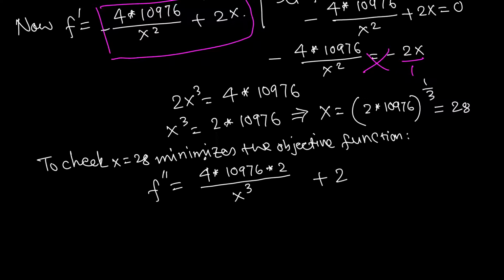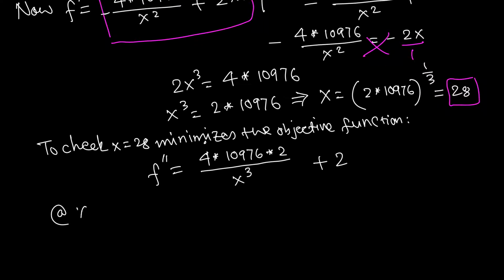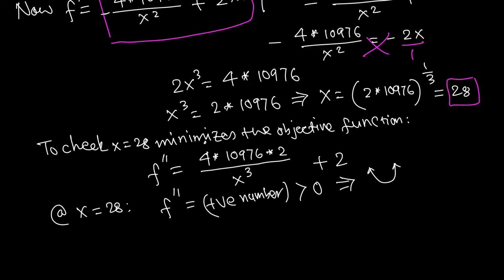In any case, this is the derivative of our first derivative, so this is the second derivative, and we want to evaluate it at 28. At x equals 28, the second derivative will be positive, because if you plug in 28 cubed, everything is positive divided by positive, so this is a positive number, plus 2 will be positive, so I don't have to even evaluate it. So this will be a positive number bigger than 0, so nearby we get a concave up graph, nearby 28. That means the minimum. From the second derivative test, at a critical number, if the second derivative is positive, we get a minimum. So x equals 28 minimizes the function.